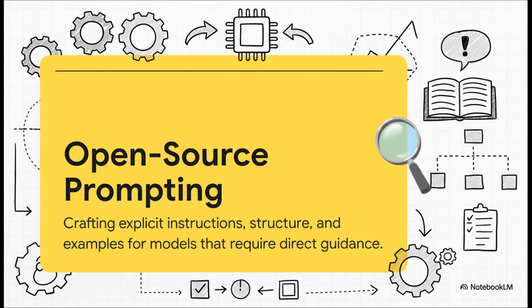And that brings us to this very specific skill, what we call open source model prompting. It's really the art of being incredibly explicit. You have to craft these detailed instructions, you have to provide the structure, give it clear examples, you basically leave nothing up to chance. These models are built to be amazing instruction followers, not mind readers.